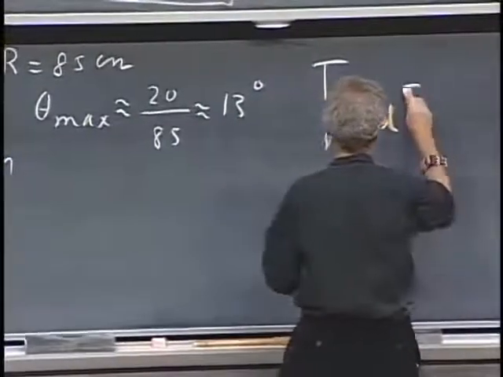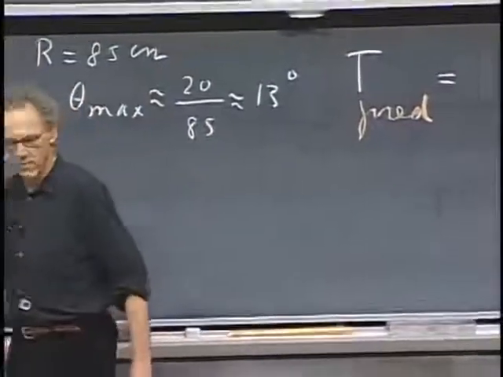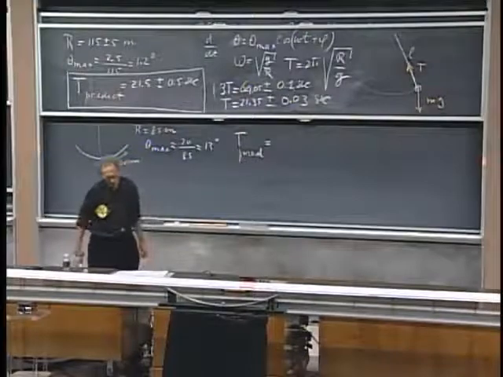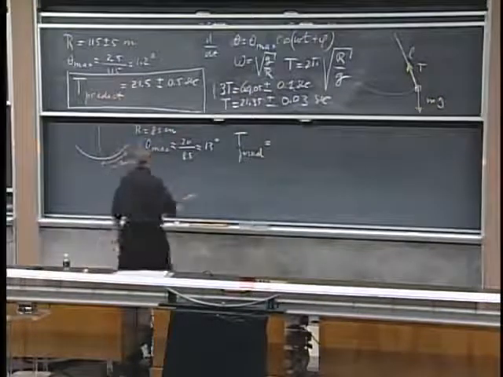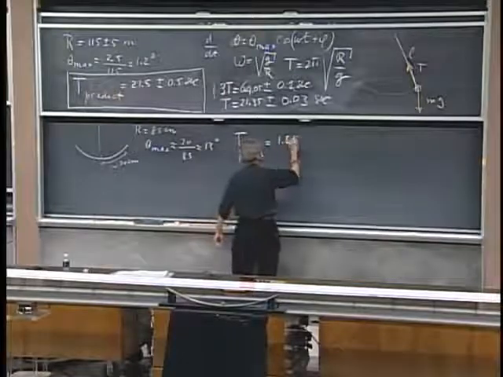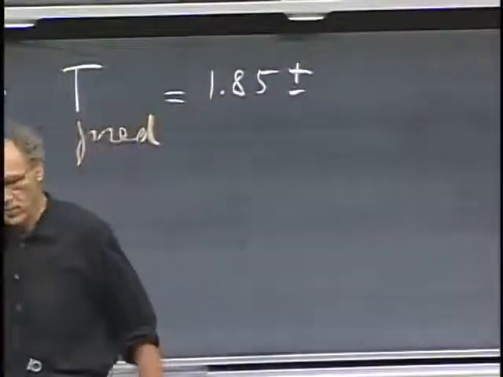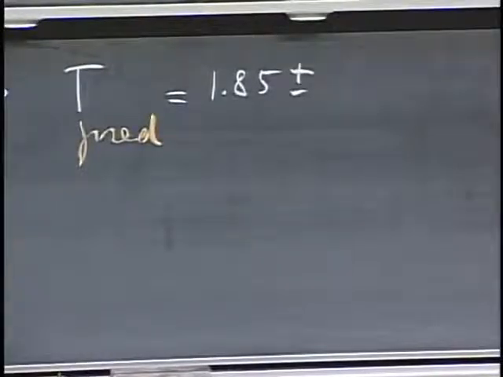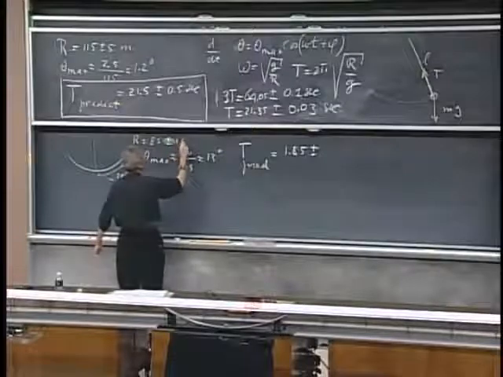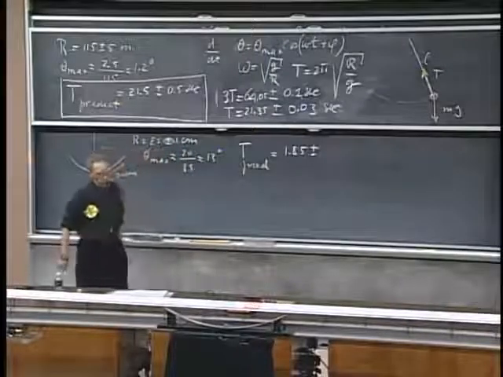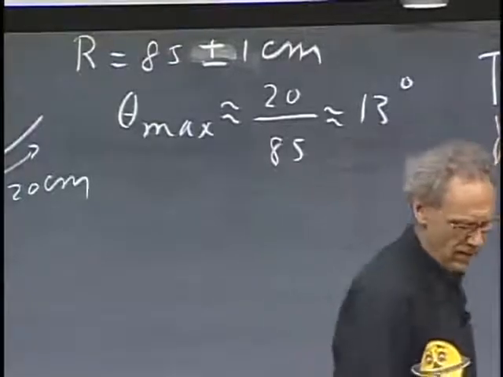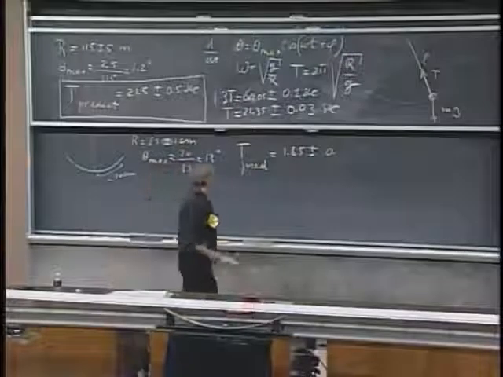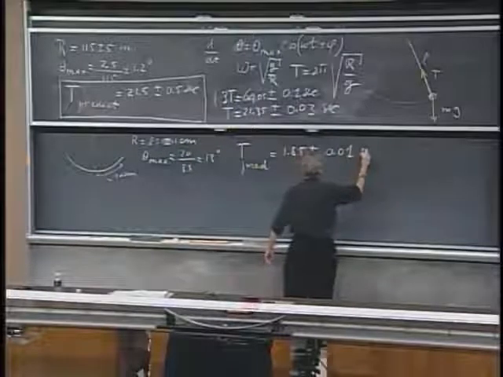So I can make a prediction of the period of this oscillation, and you can go through exactly the same exercise. You take 2 pi times the square root of R over g, and you find 1.85. The uncertainty of this radius is not very large, but we are not certain about the radius to about 1 centimeter. So it's 85 plus or minus 1 centimeters. That's about a 1.2% error, and so the error in the prediction will be 0.6%. It's about 0.01 seconds.